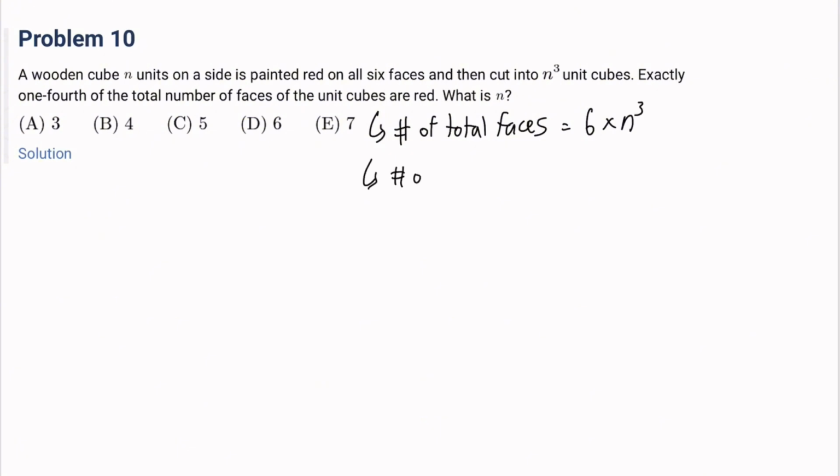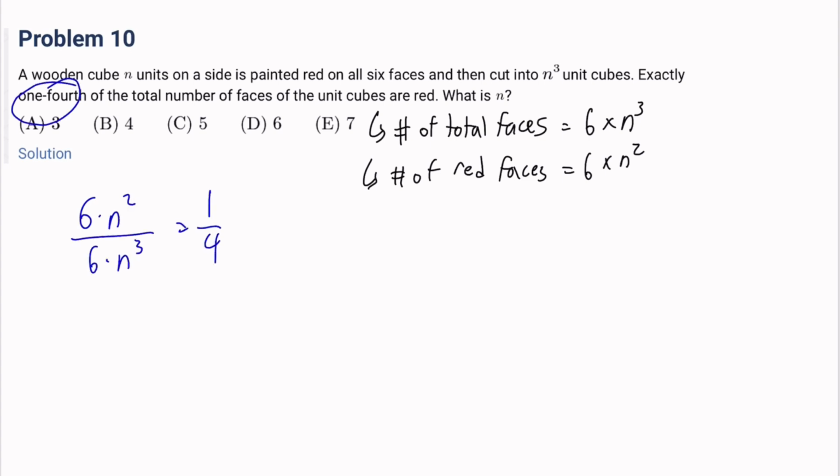And then the number of red faces, this is going to be equal to the big cube having 6 sides, and it's n units on a side, so one side is going to have n squared, right? So this is 6 times n squared, and so this ratio, that is this over this, right? So it's 6 times n squared over 6 times n cubed. This is equal to 1/4, and these cancel, so 1/n equals 1/4. That means n equals 4. So 4 is the answer, it's B.